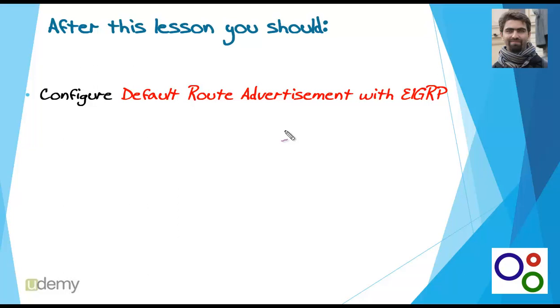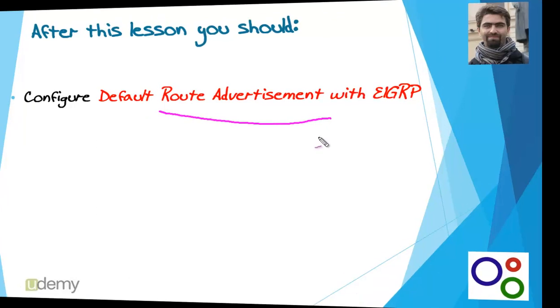Welcome to lecture 17. In this lecture, we want to review how to advertise default routes with EIGRP. Therefore, after this lecture, I expect you to be able to configure default route advertisement with EIGRP. Let's start our today's mission.